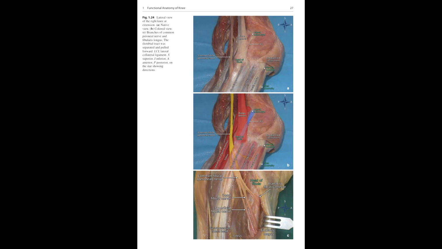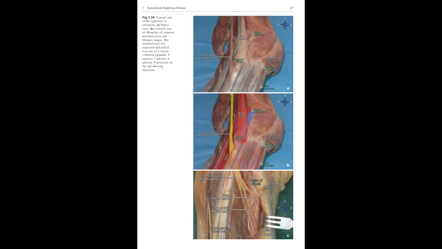Just anterior, the iliotibial tract has been pulled downward so that we can appreciate the deeper layers. It would normally cover this whole region, inserting into Gerdy's tubercle on the tibia. Posteriorly, you can see the tendon of the biceps femoris muscle inserting onto the fibular head. This tendon forms a key part of the posterolateral corner, working with the lateral collateral ligament to stabilize the joint.